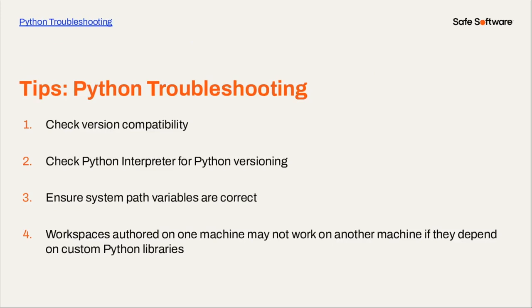All right, so some tips for Python troubleshooting: check version compatibility and check the interpreter for Python versioning, which Crystal mostly covered in her demo, and I briefly touched upon in my demo. And ensure system path variables are correct, just like we discussed in the previous slide. A workspace authored on one machine may not work on another machine if it depends on custom Python libraries. So make sure to have those packages and the interpreter version matching there.